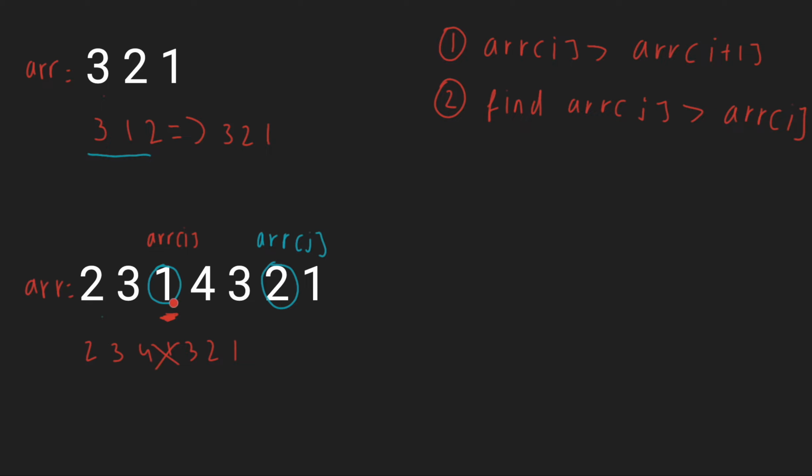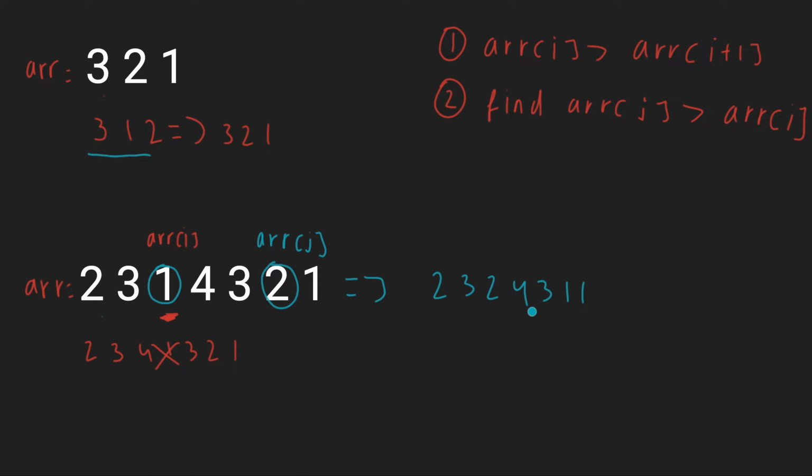So now we are swapping these two. Let's swap them. So what do we get here? We got 3, 2, 4, 3, 1, and 1, right? So this is our permutation. Is it the next greater permutation?